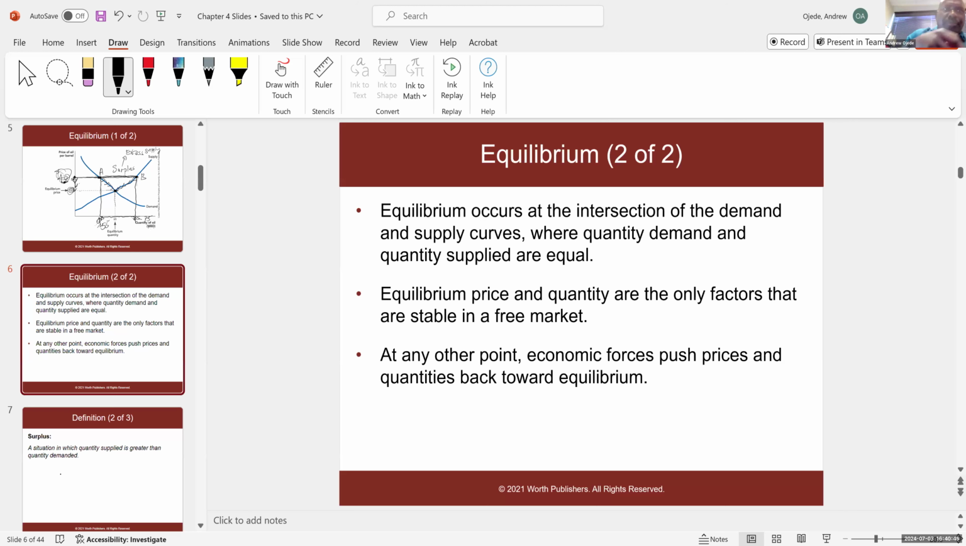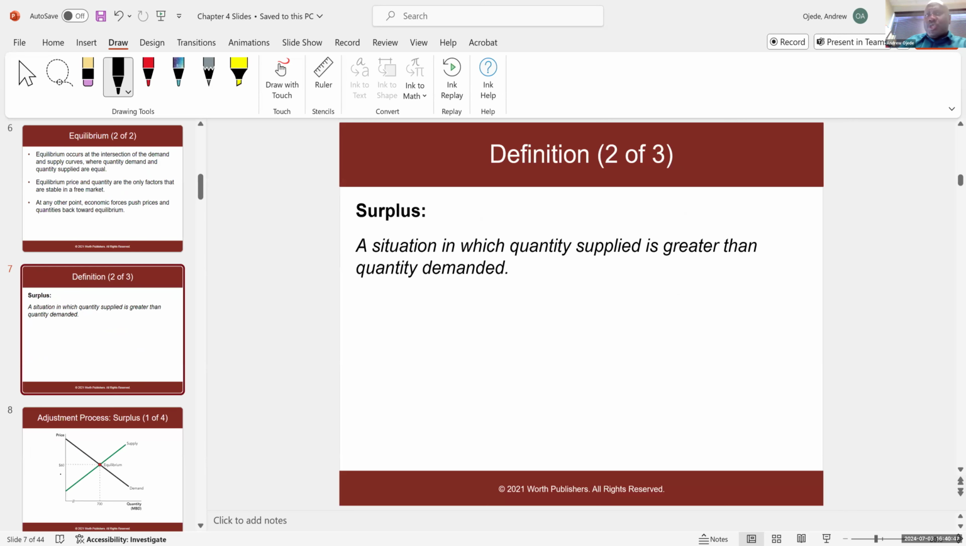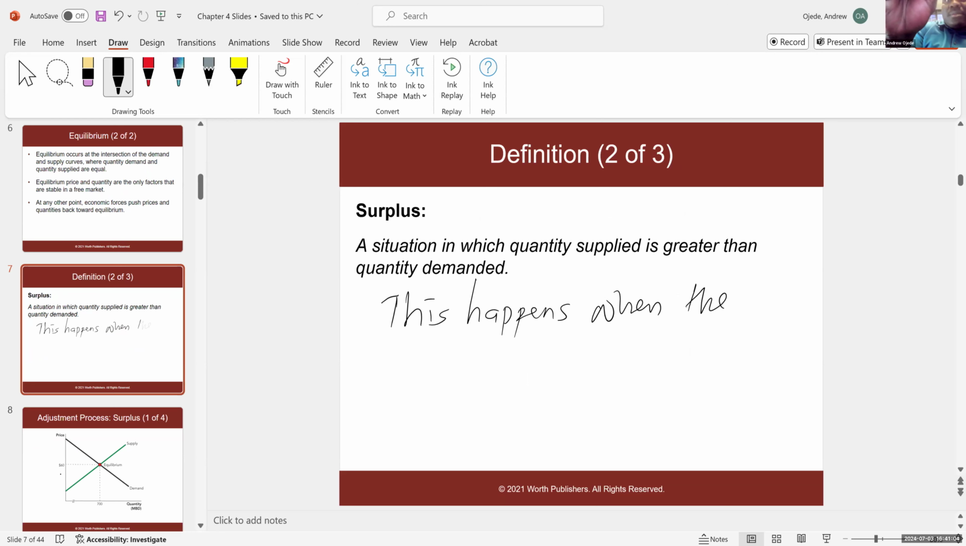Okay. So I talk about surplus. Surplus is a situation in which quantity supplied is greater than quantity demanded. That happens when the market price is above equilibrium. So I'm going to add here, this happens when the market price is above the equilibrium price, like I already explained earlier on.